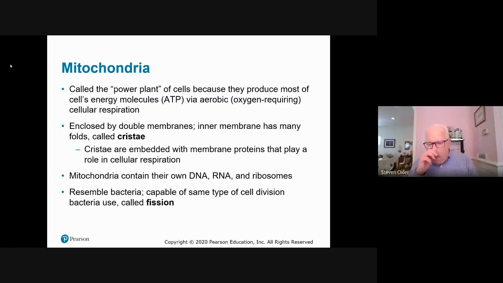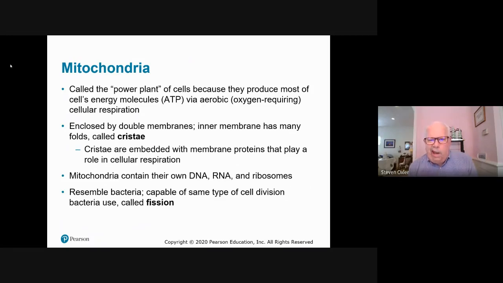All right? The mitochondria. The mitochondria is what produces the energy for the cell. It produces ATP. Remember, I told you that when you talk about energy in the human body, you talk about ATP, adenosine triphosphate. So the mitochondria, because it produces the energy, is the power plant of all the cells. It is enclosed in a double membrane.